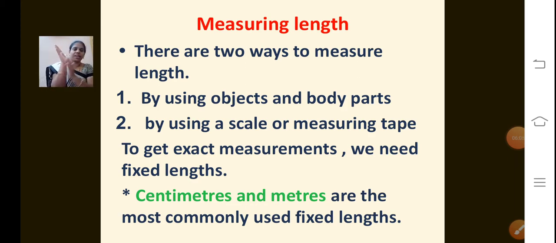See, before we used body parts to measure length, isn't it? But that is not exact, correct? So to know the exact length, how to measure the exact length, that we'll see now.